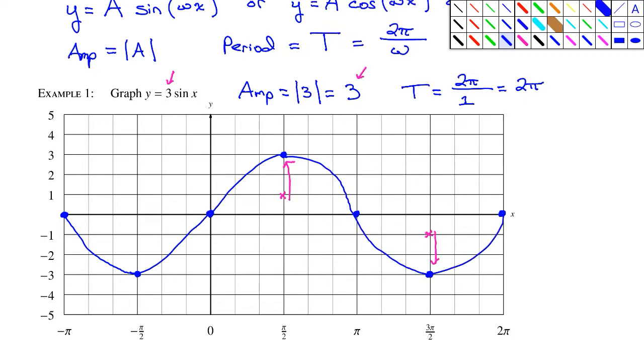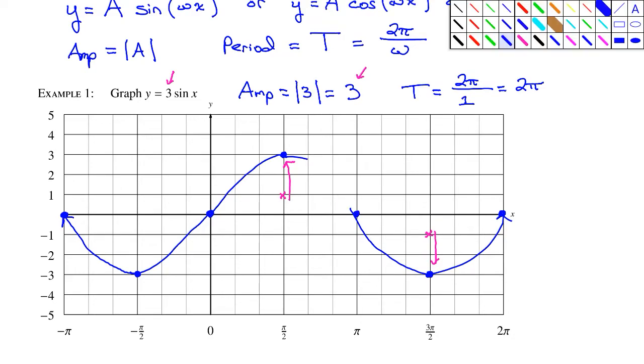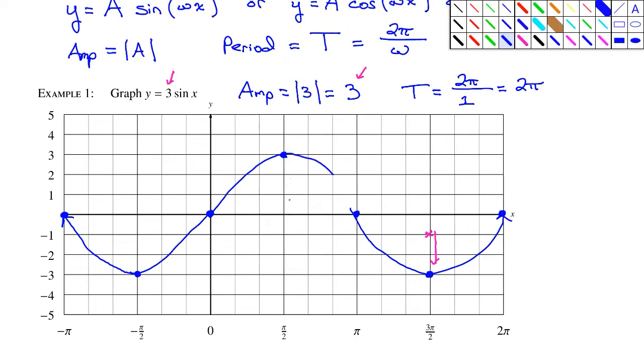And there it goes. Put some arrows on the ends here. And that's pretty close. Maybe this piece could be a little bit better. There we go.